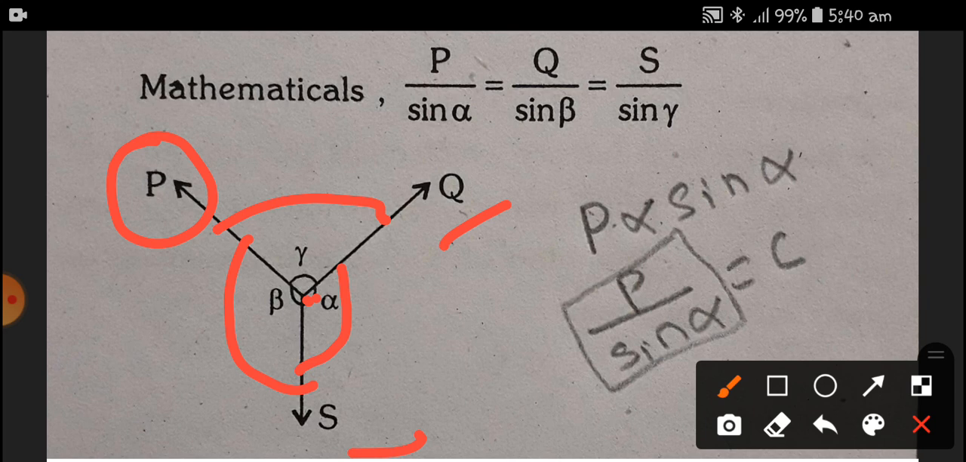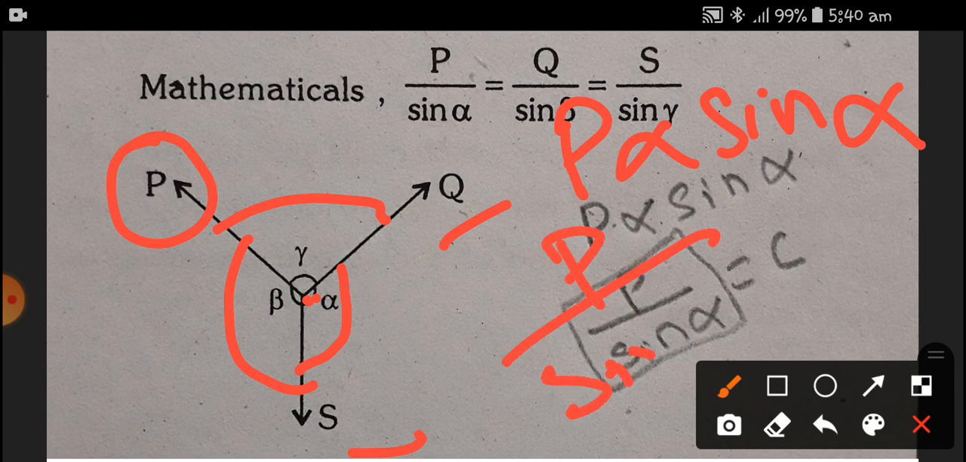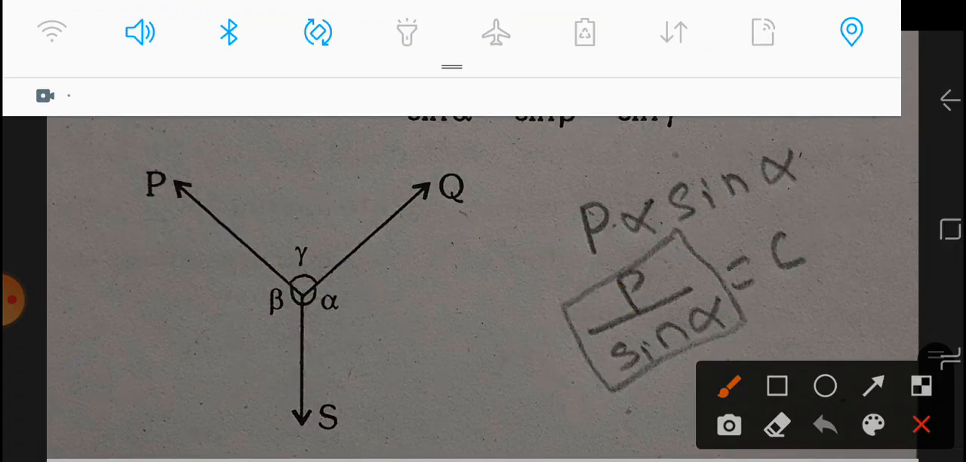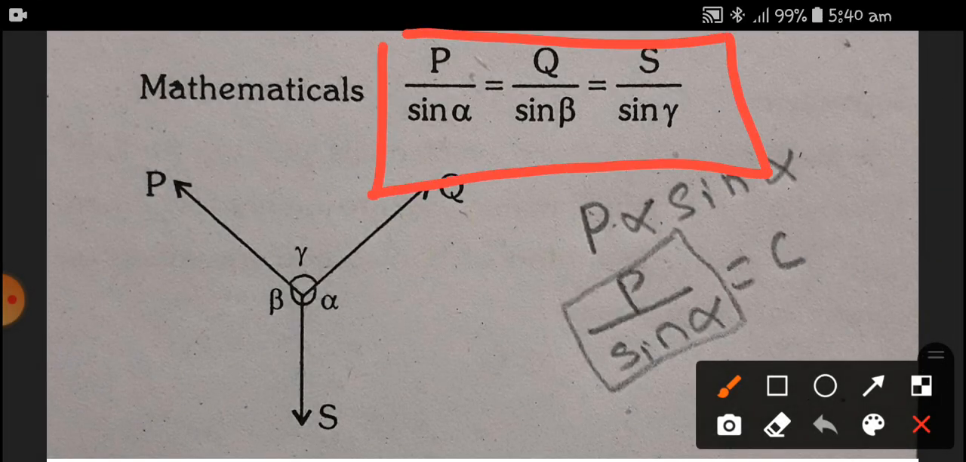Here, as per the derivation, as per the statement, the force is proportional to sine of angle between the other two forces. That is, P is directly proportional to sine alpha. Here, P by sine alpha is equal to constant. This statement is for all the three forces, therefore it can be indicated as an equation: P by sine alpha is equal to Q by sine beta is equal to S by sine gamma.